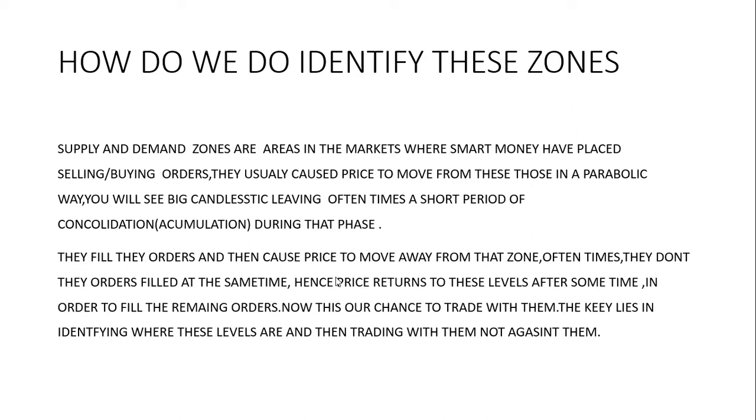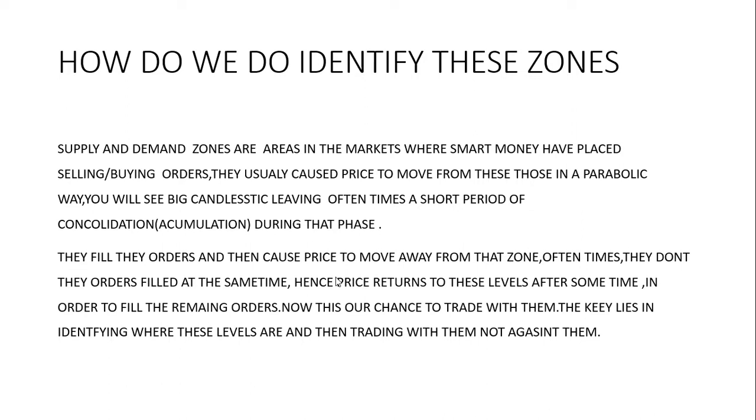Oftentimes, they don't have all their orders filled at the same time. Hence, price has to come back to these levels again to get more of their orders filled, which is our chance to trade with them. The key lies in identifying where these levels are and then trading with them, not against them. So you want to be able to identify these levels where you know that smart money have placed their orders, and once you identify those levels, you can wait for price to come back to this level again, so that as they're coming to that level, you can trade with them, not against them.